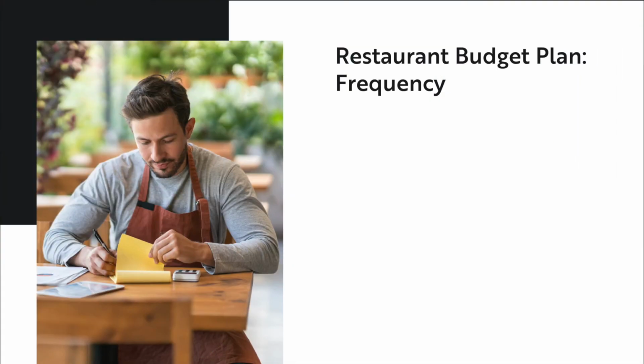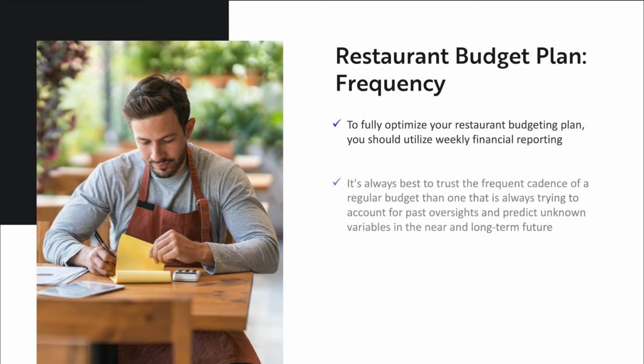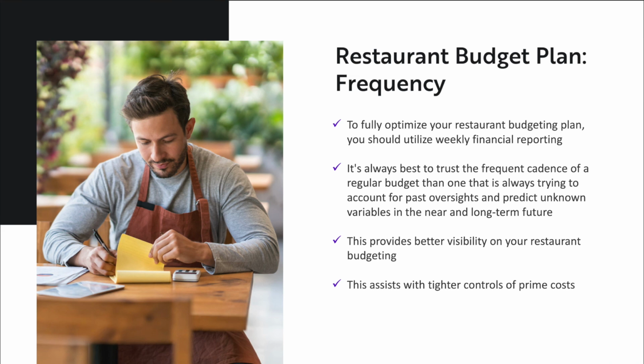To fully optimize your restaurant budgeting plan, RASI recommends weekly financial reporting. 52 weekly budget tweaks per year may sound a bit excessive, but given the current climate of highly variable expenses and volatile inflation, it's always best to trust the frequent cadence of a regular budget than one that is always trying to account for past oversights and predict unknown variables in the near and long-term future. Many companies enjoy better visibility on their restaurant budgeting by adopting a weekly reporting schedule. Just one benefit is tighter controls of prime costs, which allows greater flexibility to spend profits on as-needed initiatives.